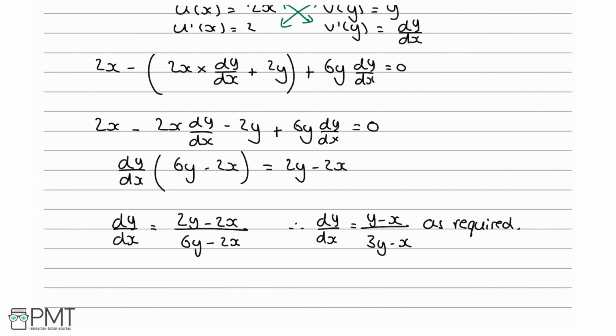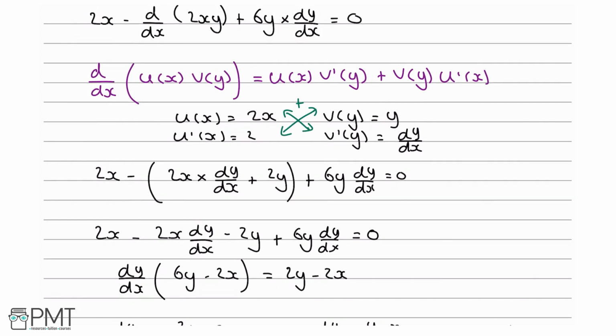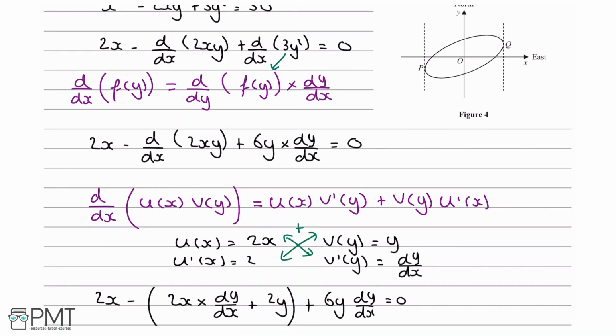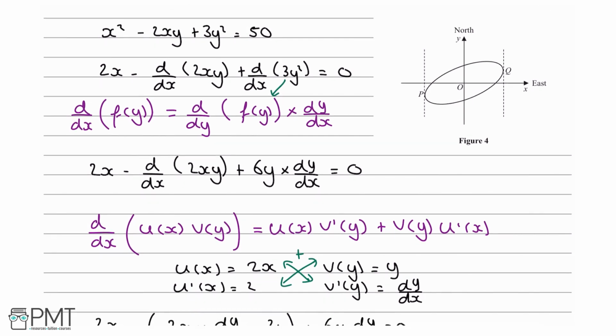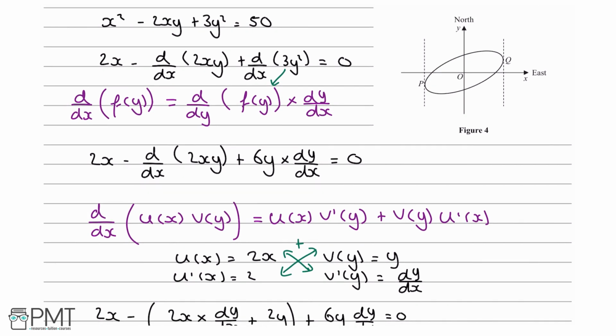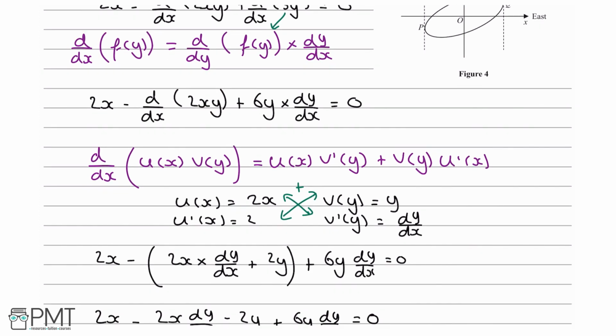Your first mark comes from either getting that the derivative of 3y squared is 6y times dy by dx, as we have here, or for correctly differentiating 2xy and getting that it is 2x times dy by dx plus 2y as we have here. So doing either of those correctly will get you your first mark. So we've done the first step correctly, so we'll just put a tick by this little section here.